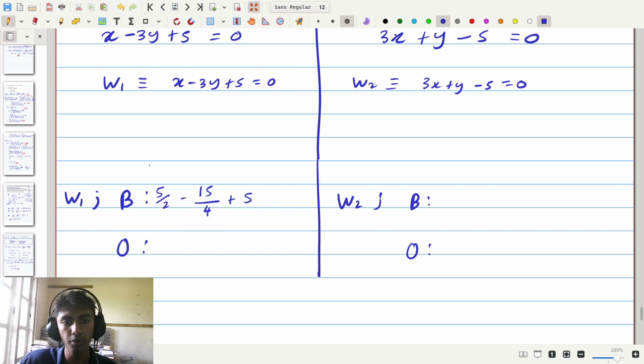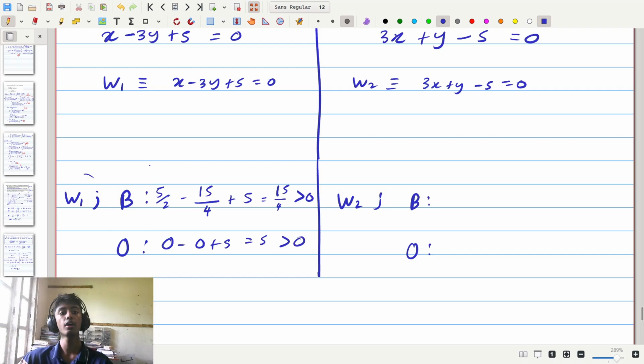So we have divide by 4, and then here we have 10, here we have a 20, so we have 30, minus 15 is going to be plus 15, which is greater than 0. Then if we consider 0, we have 0 minus 3 times 0, which is 0, plus 5, which is equal to 5, which is greater than 0. So therefore, W1 is not the line we are looking for.